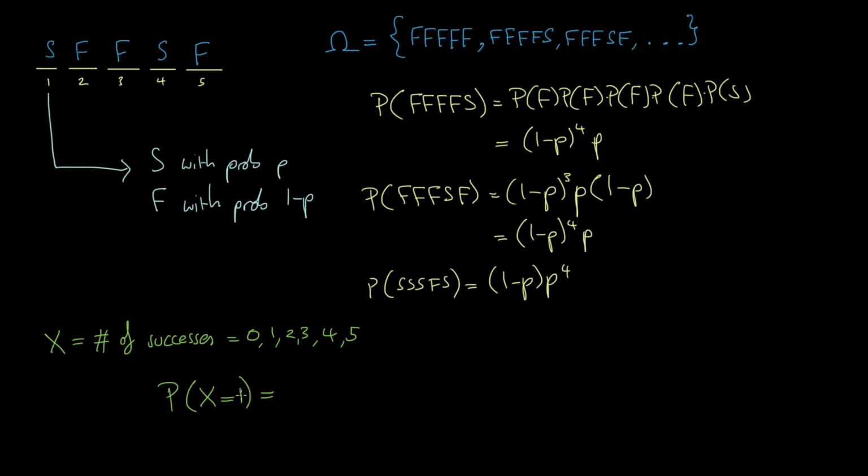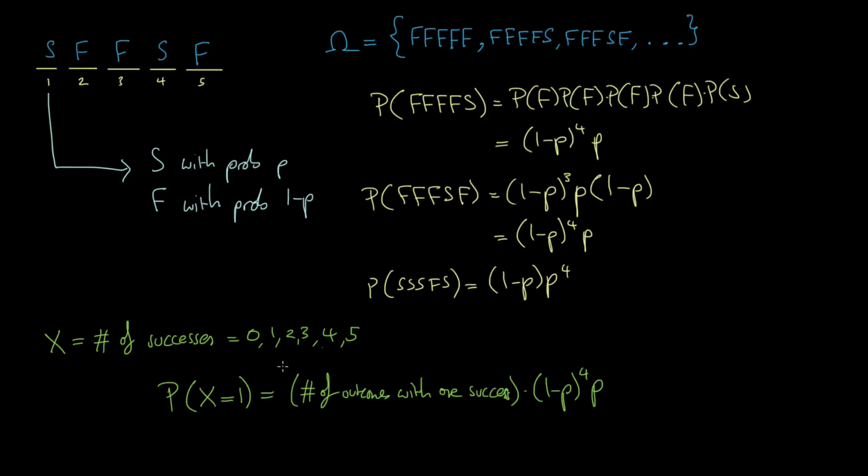And so we've got 2 example outcomes up here. We've got 2 outcomes where we've got 1 success, FFFFS and FFFSF, and notice they both have the same probability of occurring. And so to find the probability that x equals 1, we just need to figure out the number of outcomes with 1 success and multiply that number of outcomes by this probability, which we've already derived, which is 1 minus p to the power of 4 times p.